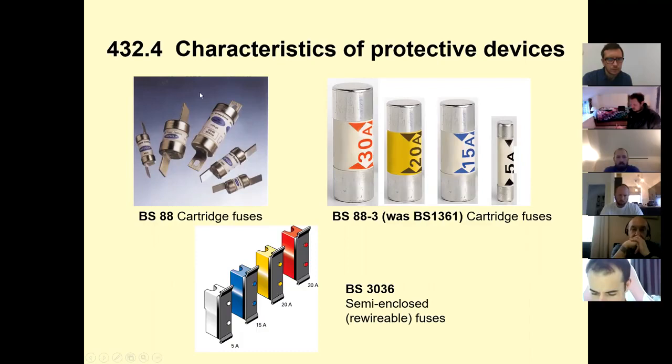So these are BS88 cartridge fuses, often called industrial fuses, tab type ones. Sometimes they haven't got tabs on them, sometimes they've got screw tabs on them. Okay, so typically domestic cutout fuses would have either had a BS1361 or a BS88-2 type.